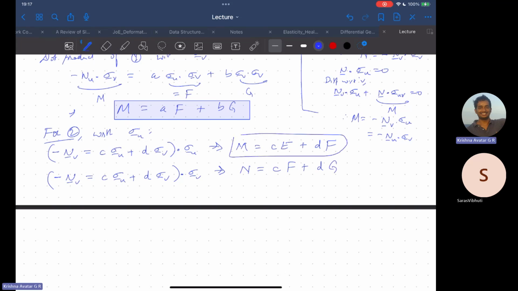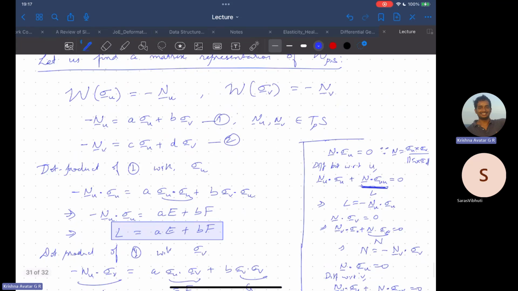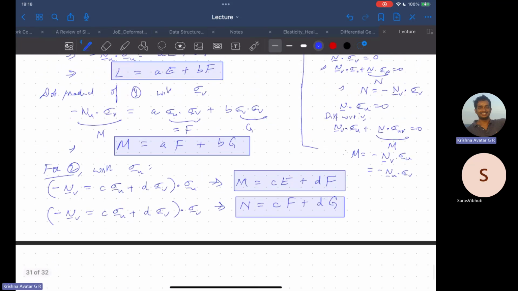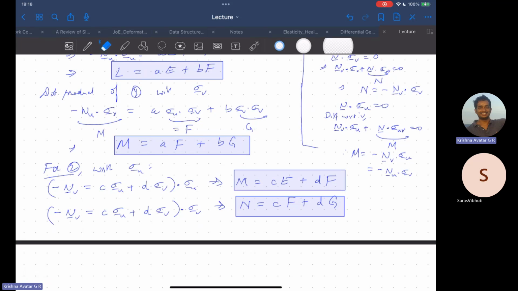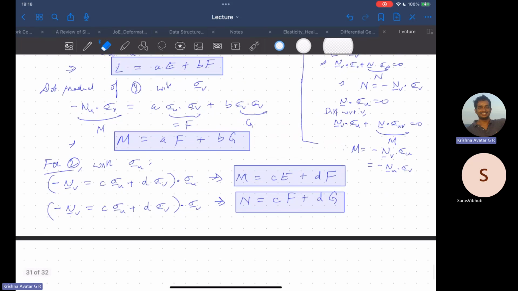So overall, we have 4 equations. And here, what are the unknowns? In all these cases, A, B, C, D are unknowns, because they are coefficients which we need to determine. So A, B, C, D, we have 4 unknowns and 4 equations. So we can write this in a matrix-like form.